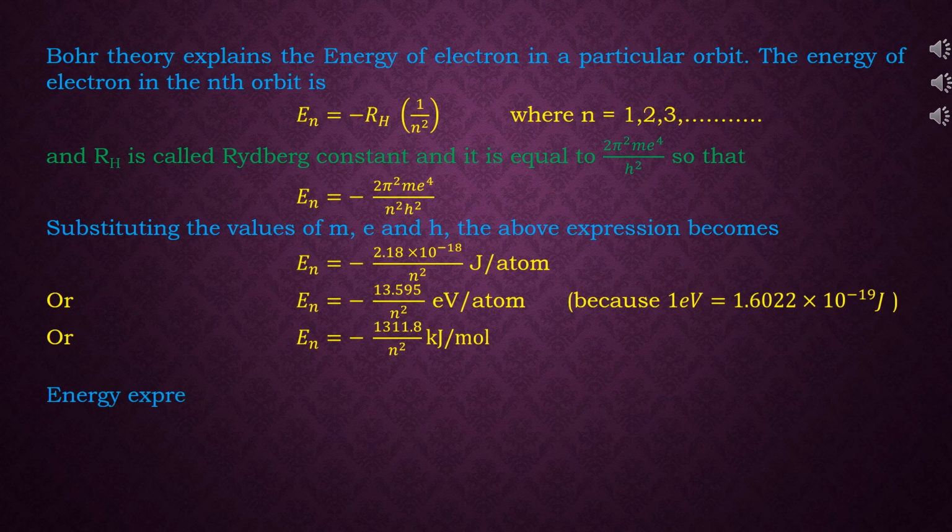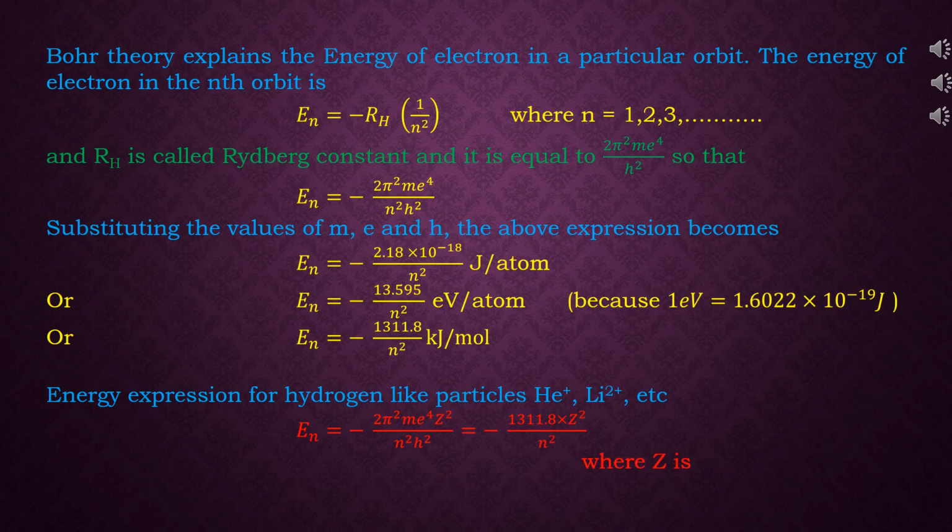Energy expression for hydrogen-like particles like He positive, lithium 2 positive ion, etc. In this case, the above equation becomes En is equal to minus 2 pi square me4 into z square upon n square h square, where z is the atomic number. In terms of kilojoule per mole, this expression becomes minus 1311.8 into z square upon n square.